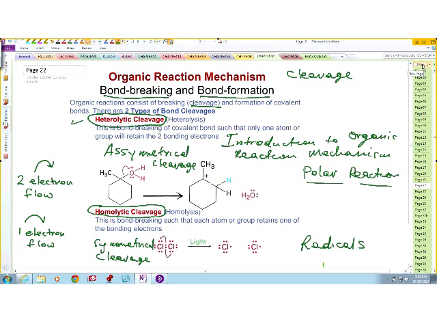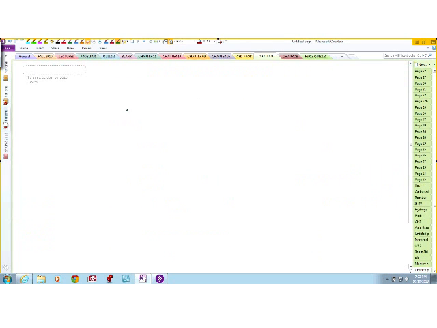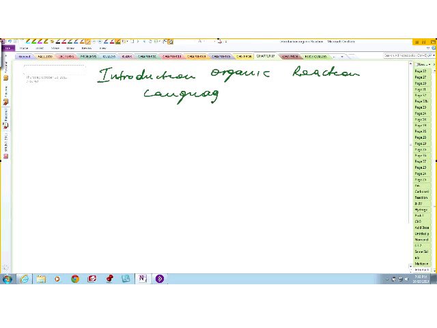Okay, but before we get into some of the reactions, let us now introduce you to what I would call organic reaction language. This language we are going to teach you, and then we will be using these terminologies as we go along during the course of the semester.